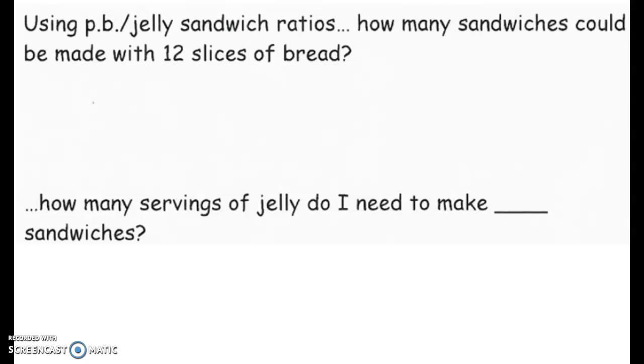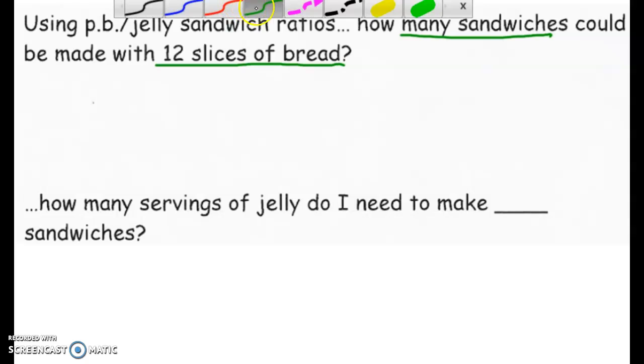Okay, so using the peanut butter and jelly sandwich ratios, how many sandwiches could be made with 12 slices of bread? What I'm going to show you here is the setup for a ratio equation. The numbers here, you can do in your head. How many sandwiches can we make with 12 slices of bread? You're probably thinking, well, we can make 6, right? Because if we need 2 slices of bread for every sandwich, we can figure that out, no problem. So that's not the point of this.